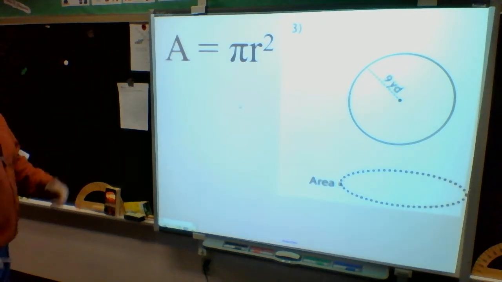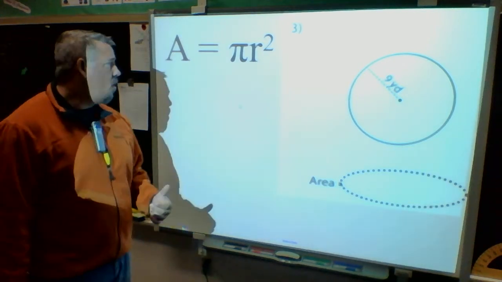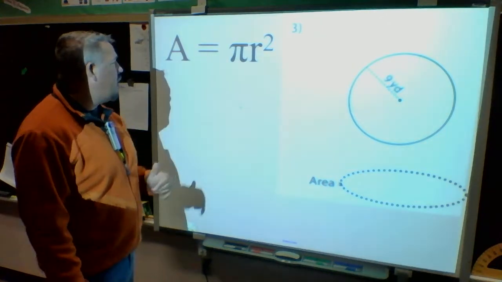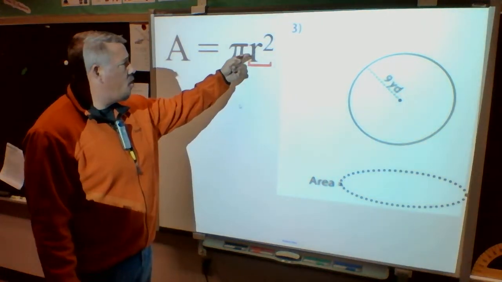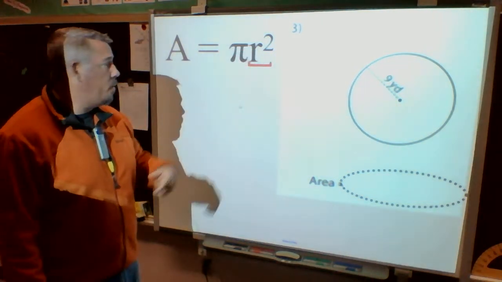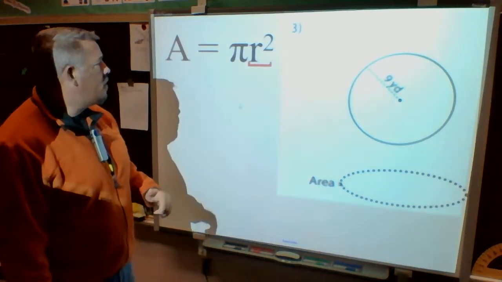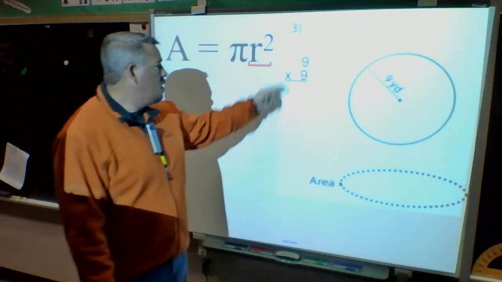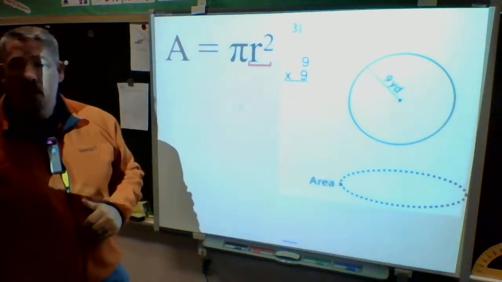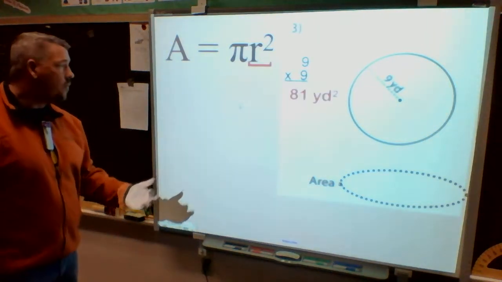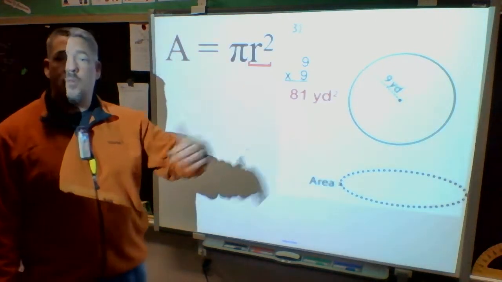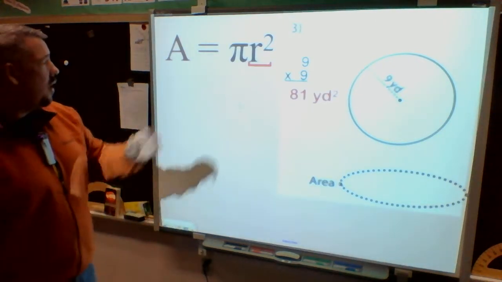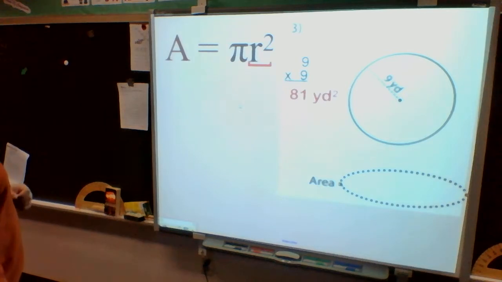Question 3, I'm given my radius. I know it's 9 yards, so I have my equation. I know I'm going to take r squared, so my radius is going to be plugged in there as 9. So I know that squared tells me to multiply it by itself 2 different times. So I'm going to show 9 times 9. 9 times 9 is 81. So I know that I have 81 square yards that I'm dealing with. That is my radius squared.